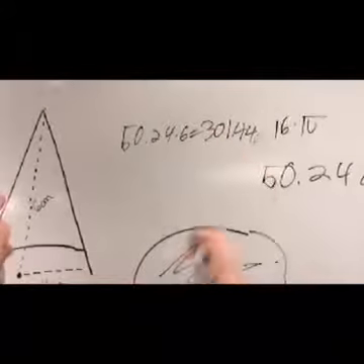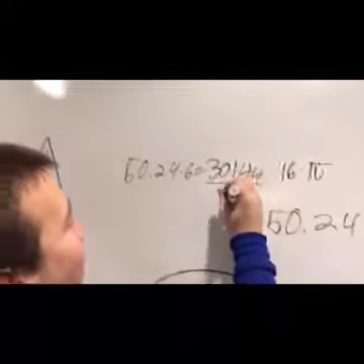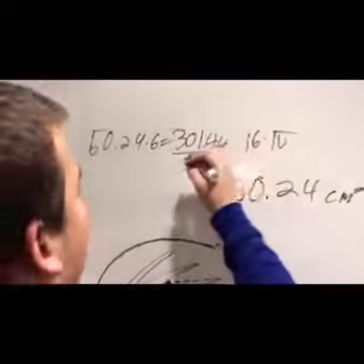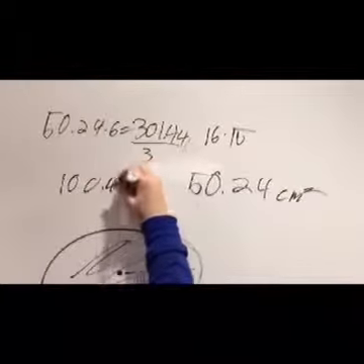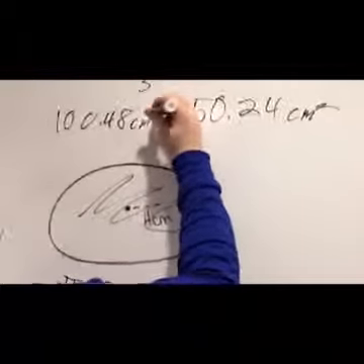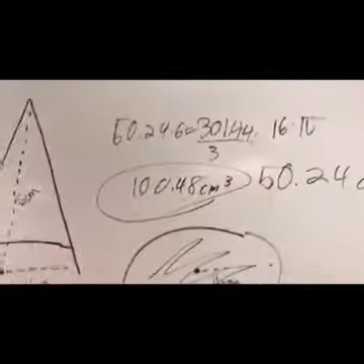But since we're doing a cone, we want to divide that by 3, which is, we'll just put down here, 100.48 centimeters cubed. So this is going to be your answer to the volume of this cone.